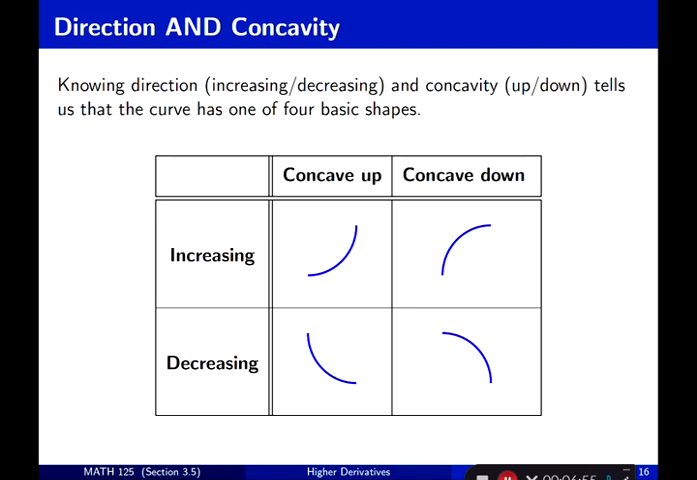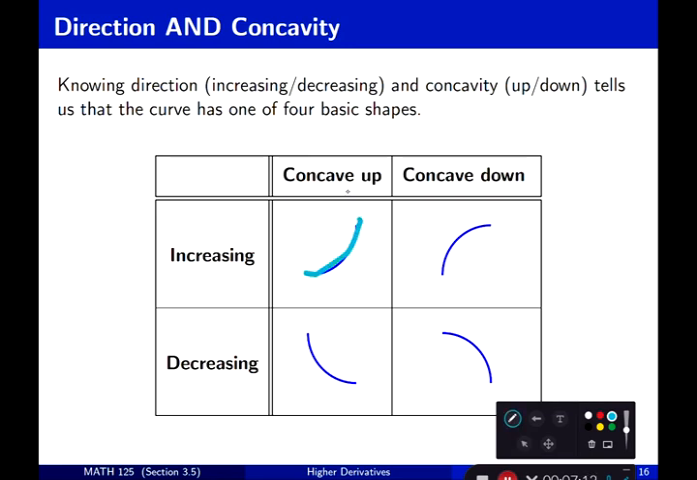Many reasons. One of them is the shape of the graph. If the function is increasing and the concavity is upward, basically it's going to look like that. If the concavity is downward and increasing, like that. If it's decreasing with concavity up like this, decreasing with concavity down like that.